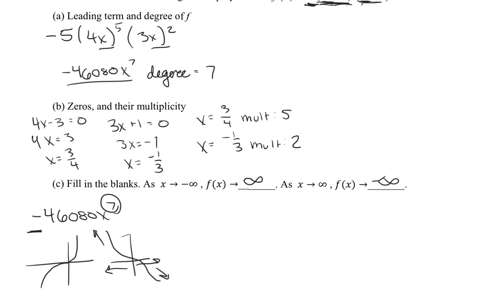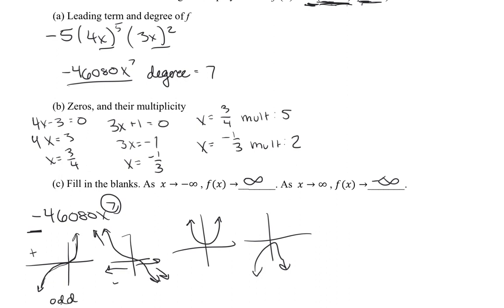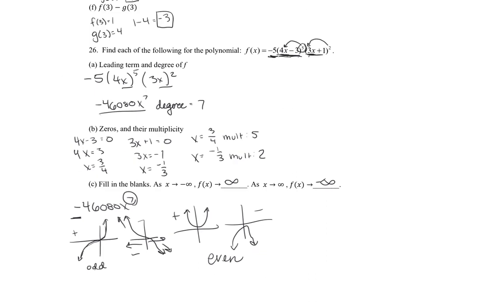Because this is what odd functions look like. Even functions would look like this, going in the same direction. That's positive, that's negative. So this is odd: positive, negative. Even: positive, positive.